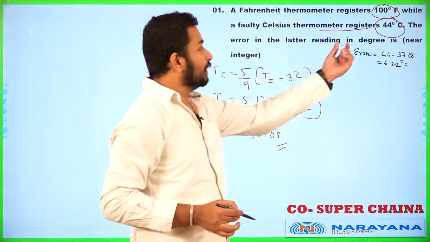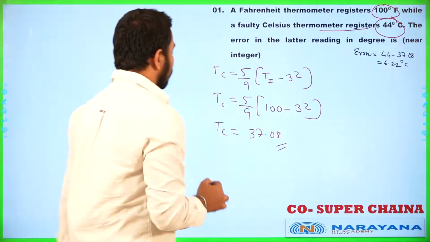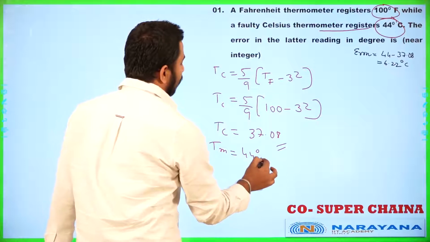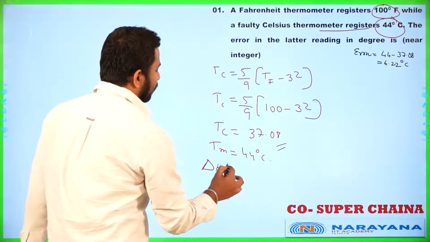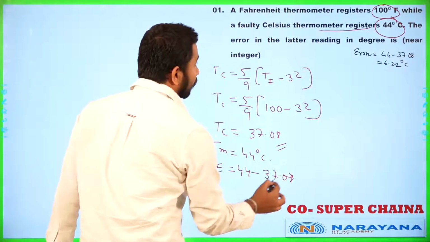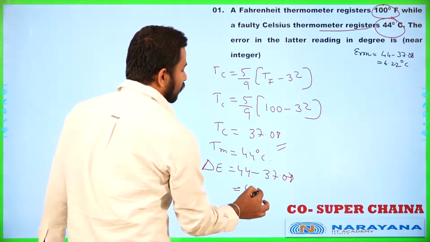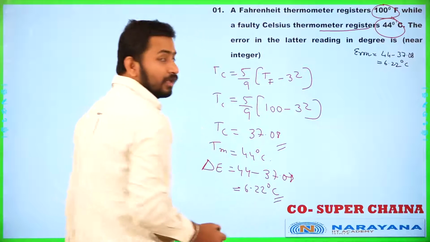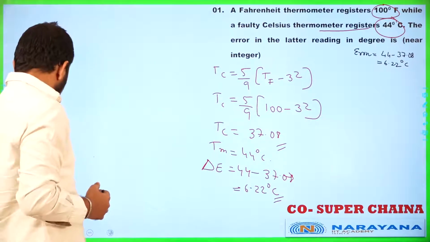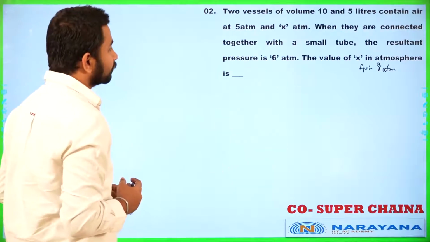But that temperature is measured by the faulty thermometer as 44 degree. So what is the error? We can calculate the delta error. Delta error will be 44 minus 37.08, and that comes to around 6.22 degrees Celsius. So 6.22 degrees Celsius is the error which we got. Let's proceed to the next one now.